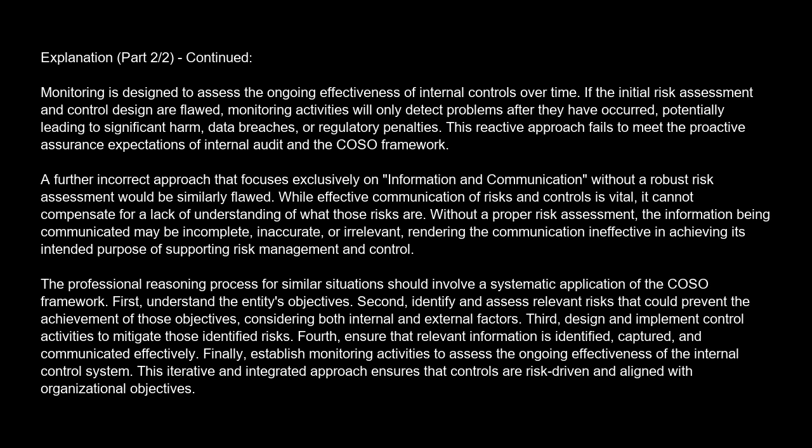The professional reasoning process for similar situations should involve a systematic application of the COSO framework. First, understand the entity's objectives. Second, identify and assess relevant risks that could prevent the achievement of those objectives, considering both internal and external factors. Third, design and implement control activities to mitigate those identified risks. Fourth, ensure that relevant information is identified, captured, and communicated effectively. Finally, establish monitoring activities to assess the ongoing effectiveness of the internal control system. This iterative and integrated approach ensures that controls are risk-driven and aligned with organizational objectives.